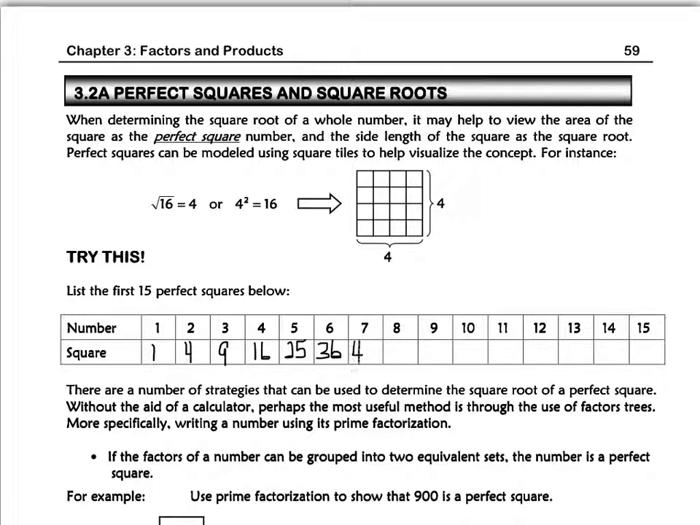7 times 7 is 49. 8 times 8 is 64. 9 times 9, 81. 10 times 10 is 100. 11 times 11 is 121. 12 times 12 is 144. 13 times 13 is 169. 14 times 14 is 196. And 15 times 15 is 225. So those are the first 15 perfect square numbers.